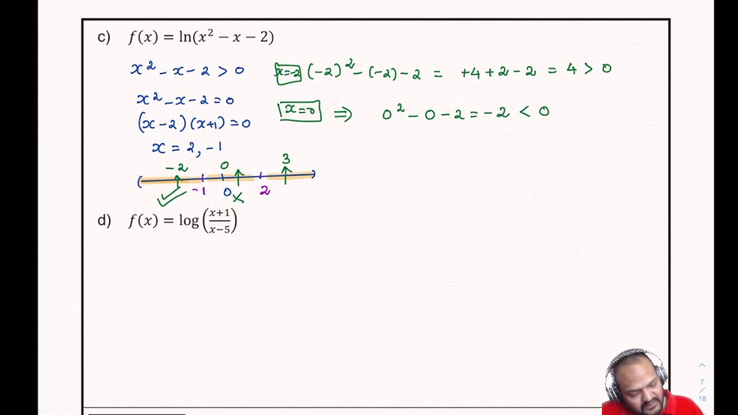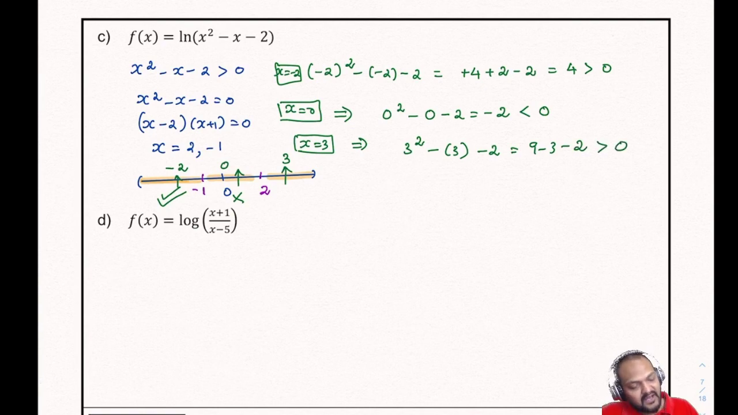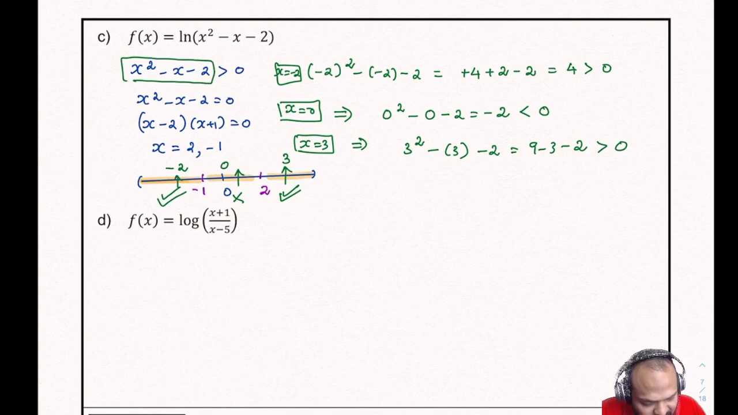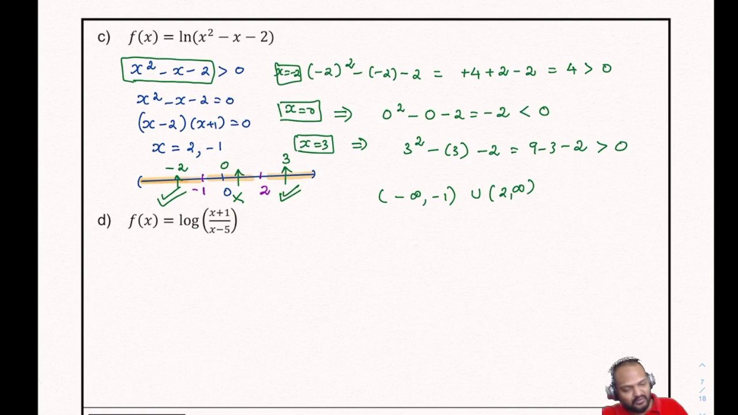Let's take a look at the next one. Let me plug in 3. When I plug in x equals 3, I get 3 squared minus 3 minus 2, which is 9 minus 3 minus 2. Again, I don't care about the number, all I care about is the sign, so that's going to be positive. So the intervals in which this expression is positive are negative infinity to negative 1 union 2 to infinity, and that will be my domain.